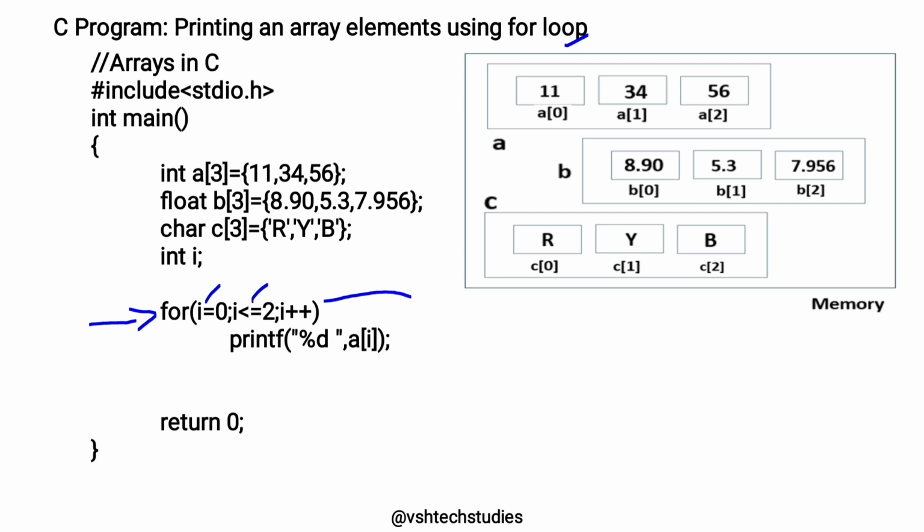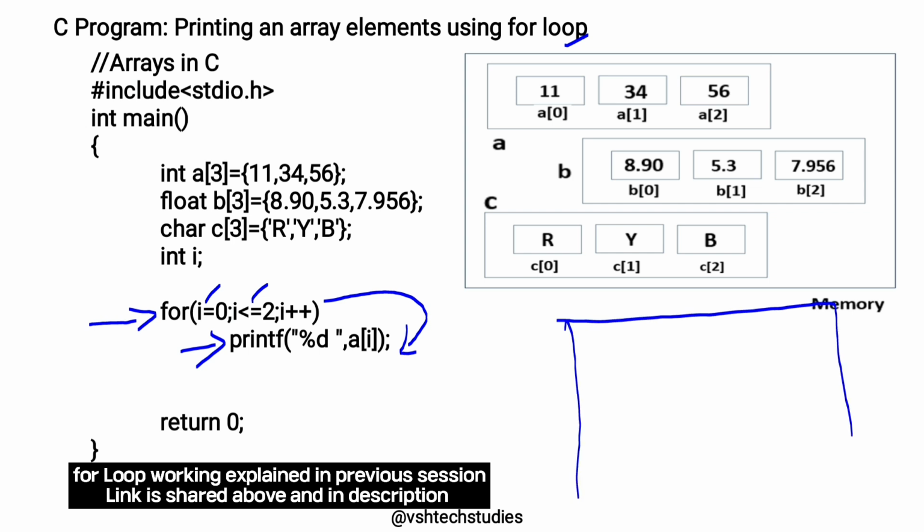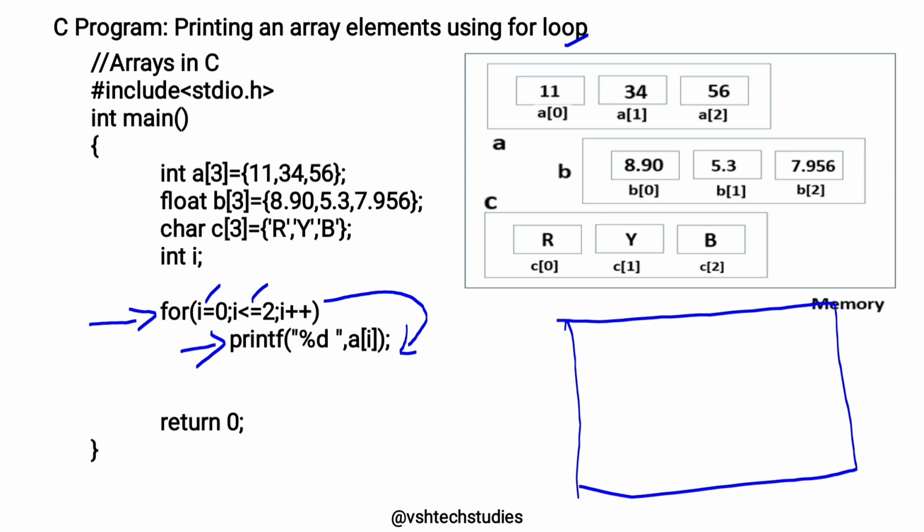Hence the control enters the loop body. There is only one statement that gets executed. So the printf statement means it is printing on the monitor. Here %d means an integer value, that is substituted from a of i. I at present is 0. So a of 0 means in the a of 0 memory location 11 is there. So that 11 will be printed on the monitor and a space will be left here.